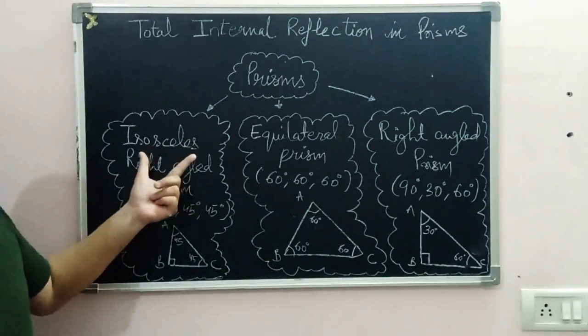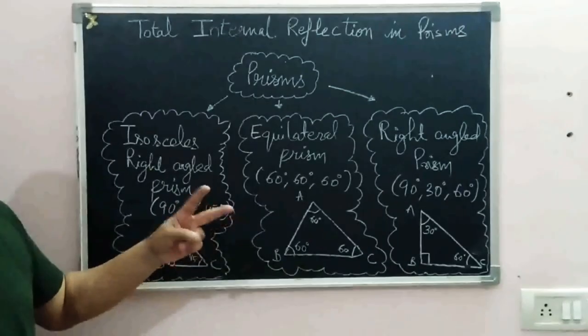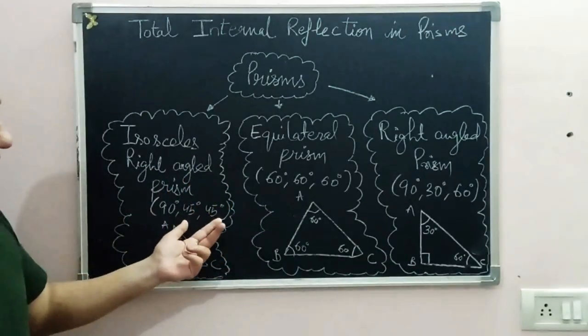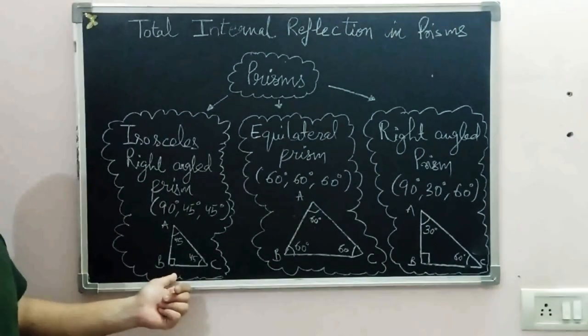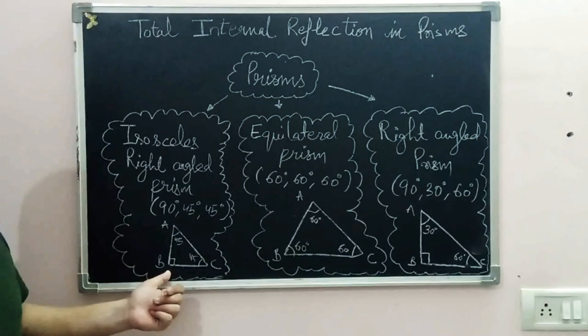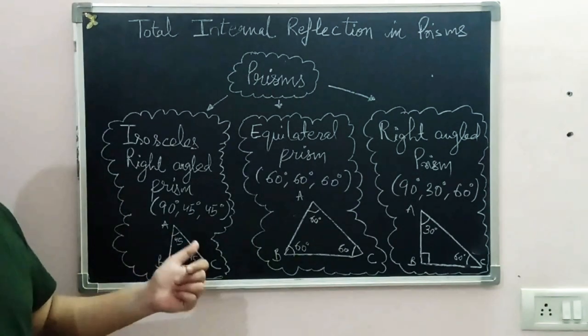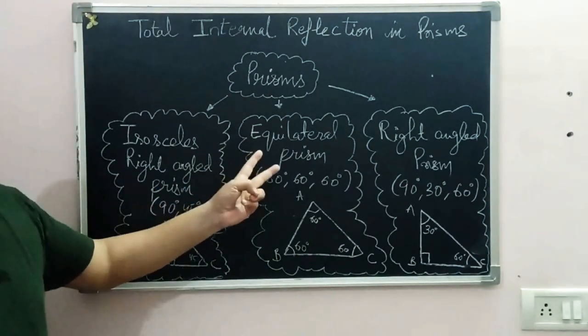Since it's an isosceles prism, which means two angles are equal or two sides are equal, both the other angles are 45, 45 and one is 90, being a right angle. So this is how it looks, a triangle with vertex B as 90° and the other two angles being 45 each. Second is the equilateral prism.